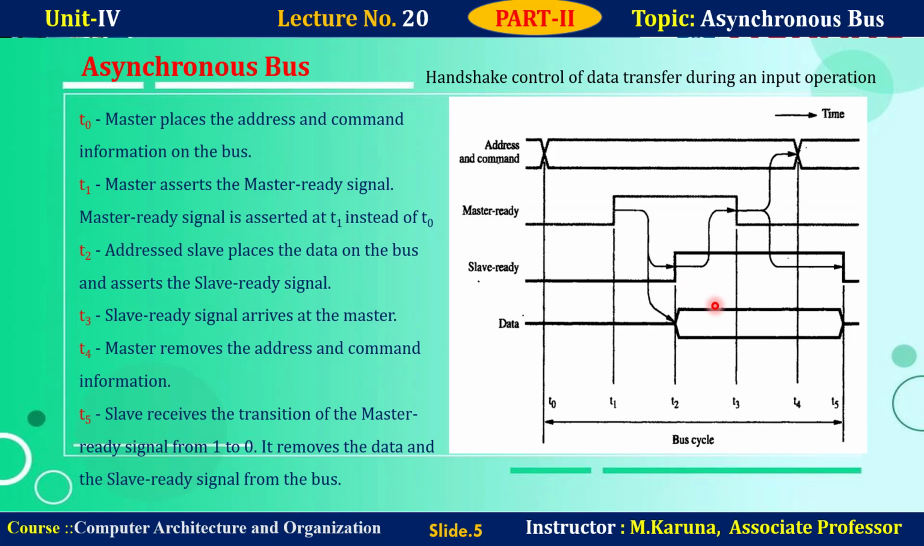In case of output transfer, meaning write operation, the master places the output data on the data lines by transmitting the address and command information, and then the slave receives the data from the data bus. Like this, data transfer takes place between processor and I/O interface by controlling the data transfers with the help of handshake signals. Those are master ready and slave ready signals.